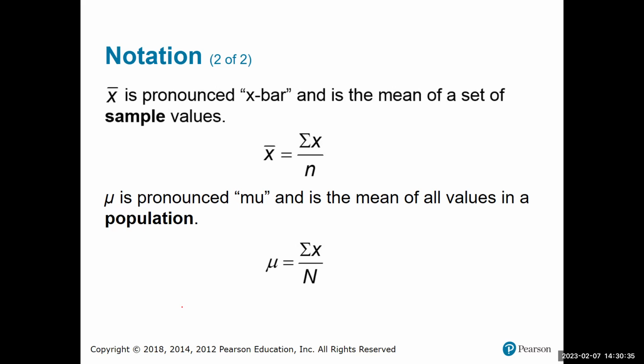So mu is the mean of all of the values in a population. If you're able to have all of the values in the population, PS, usually we aren't able to. We use the sample mean to estimate the population mean in general. But if you were able to have all of the values in a population, then you could calculate mu, the population mean. But most of the time in here, we're going to be calculating X bar.